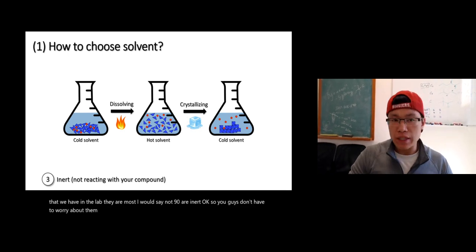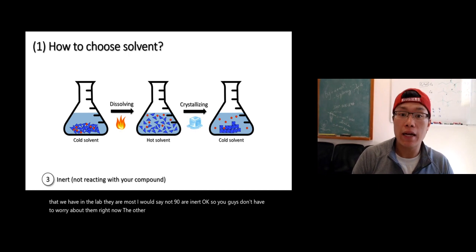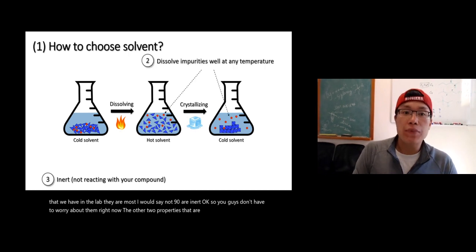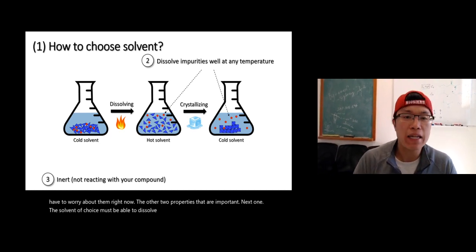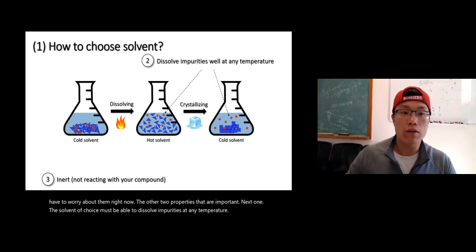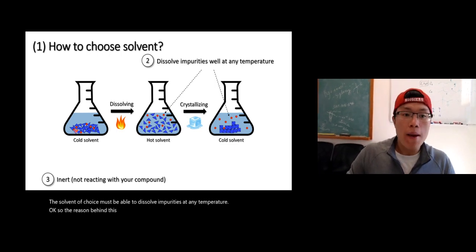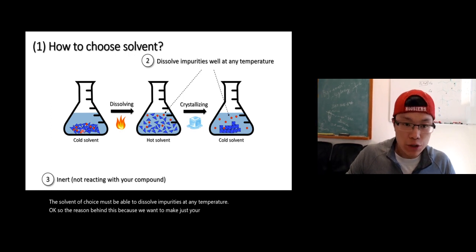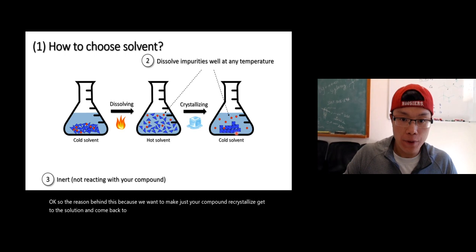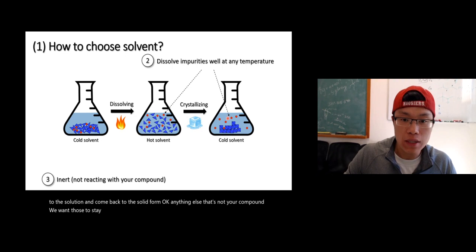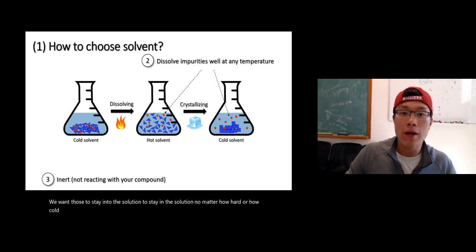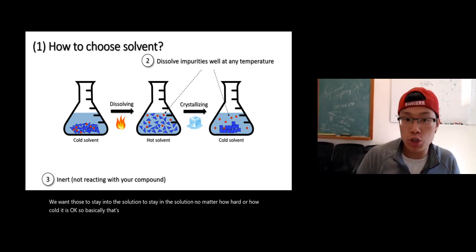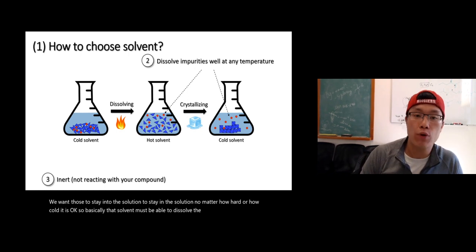All right, now the other two properties that are important. Next one, the solvent of choice must be able to dissolve impurities at any temperature. The reason behind it is that we want just your compound to recrystallize, get into the solution, and come back to the solid form. Anything else that's not your compound, we want to stay in the solution, no matter how hot or how cold it is. So basically that solvent must be able to dissolve the impurities at any temperature.